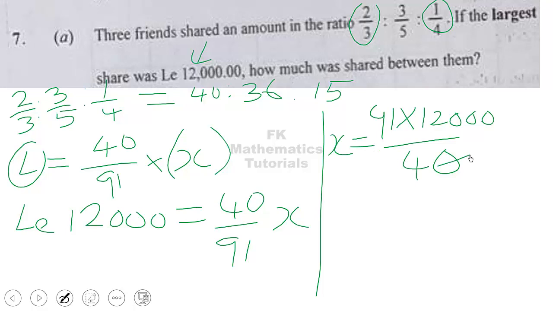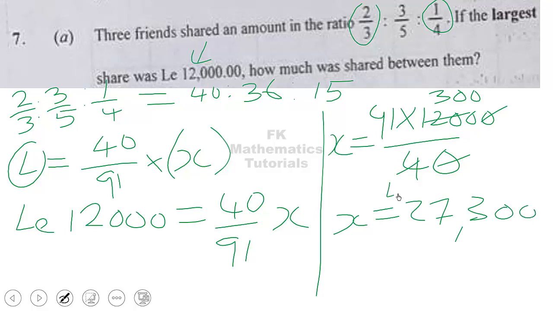So now this will cancel this. Then 4 will go into 120, 30 times. So that will be 300. So 91 times 300. That will be 27,300. So this was the amount shared: 27,300.